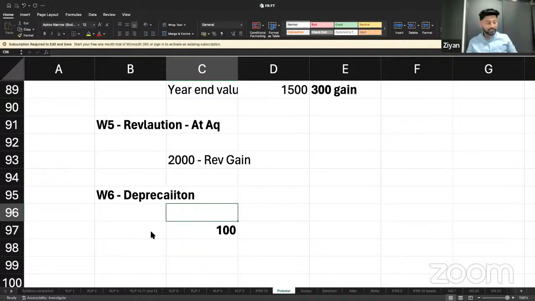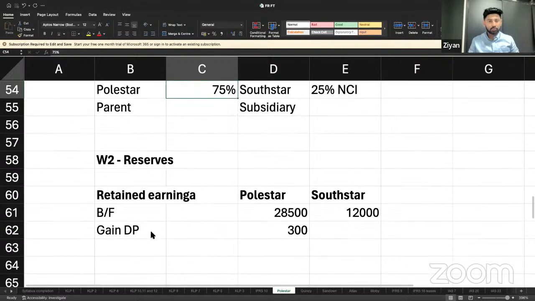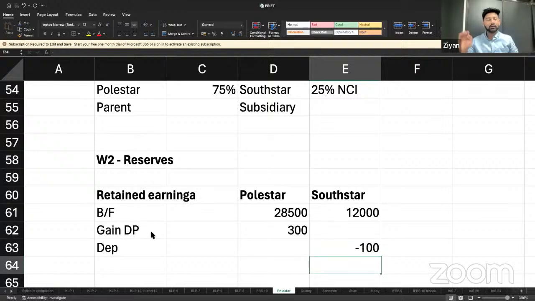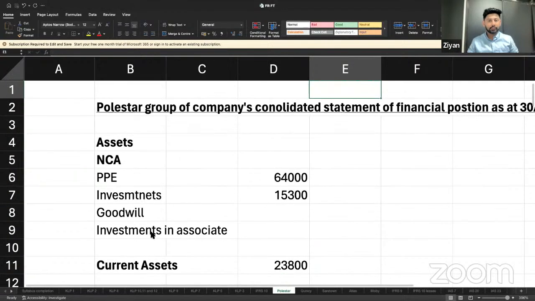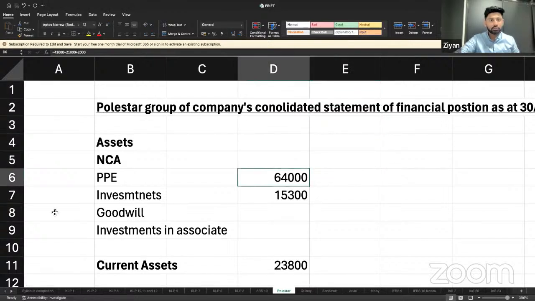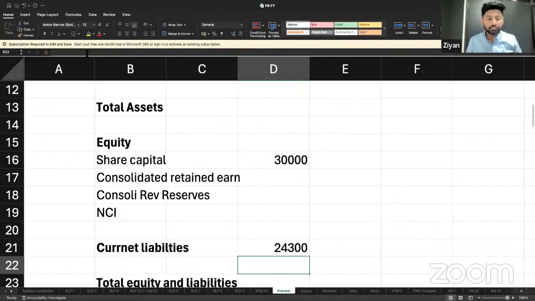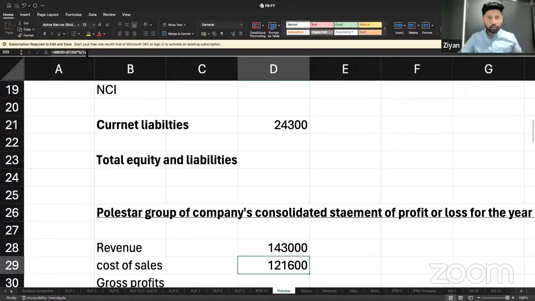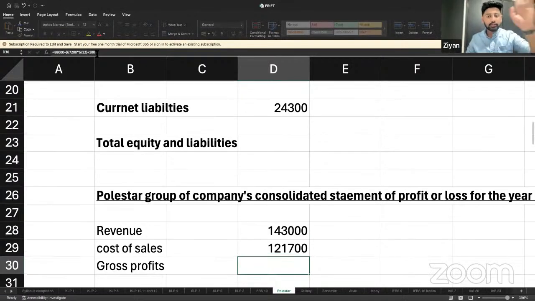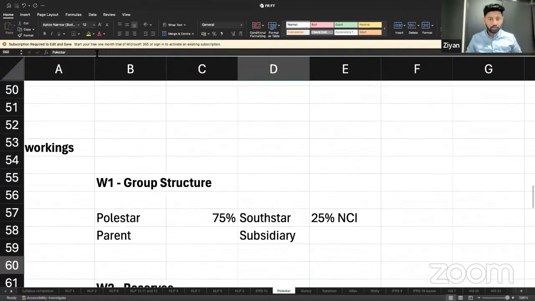Okay, look at the way I adjust now. Retained earnings, depreciation, minus 100. Done. And then PPE should come down by 100. Lovely. I go to cost of sales. Add or minus? It's a cost at 100. That's it. Are we clear?